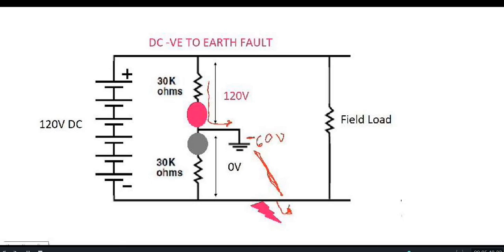However, as the DC loads are connected across the positive arm to the negative arm, the voltage across the field load never drops with a single arm to earth fault. So the voltage across the field load still remains the same in the case of positive to earth fault or negative to earth fault.